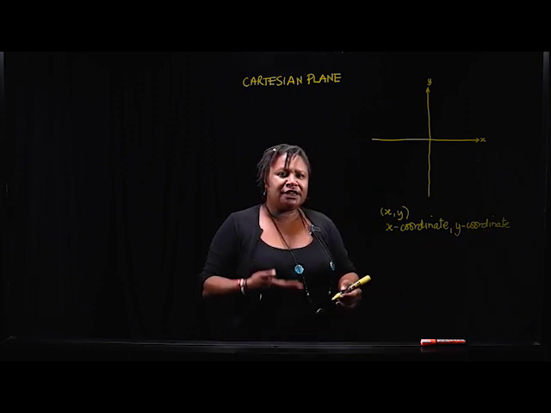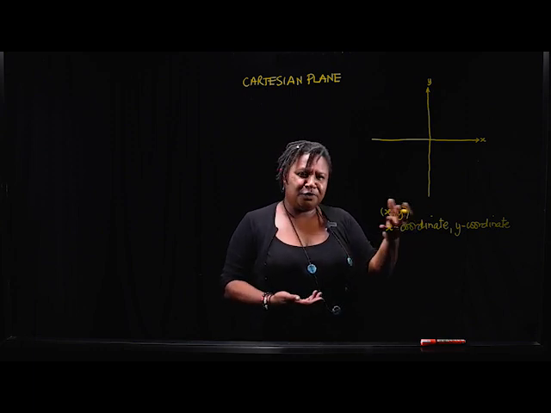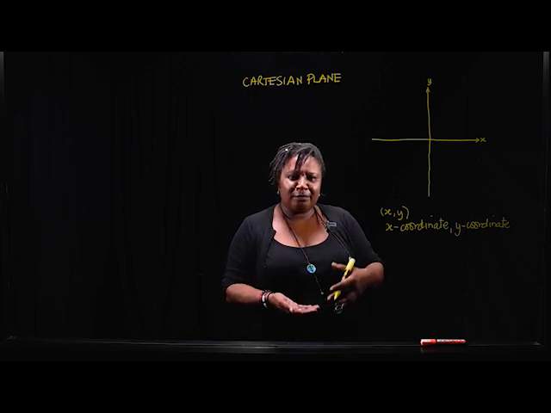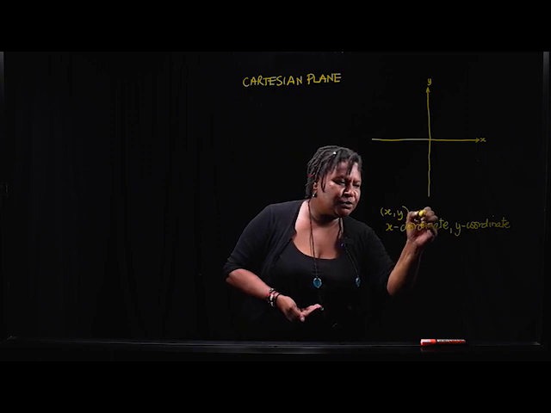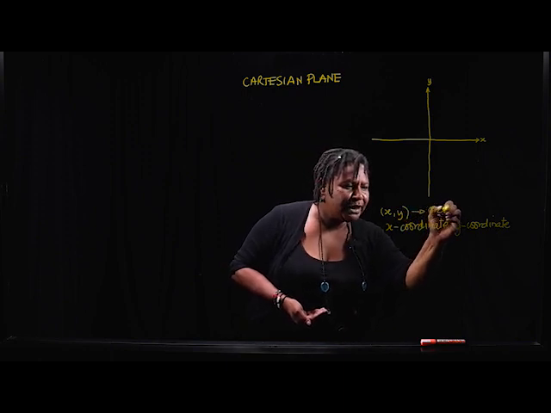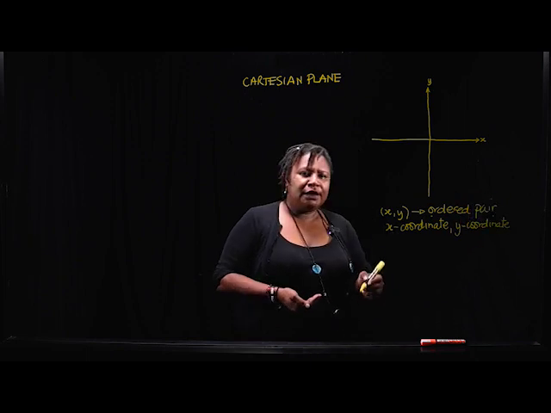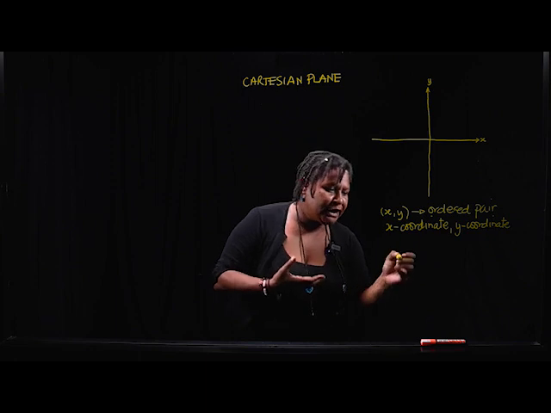Now, there is a rule for the order in which the points are given in terms of x and y. X must always come before y. That is why this is referred to as an ordered pair.